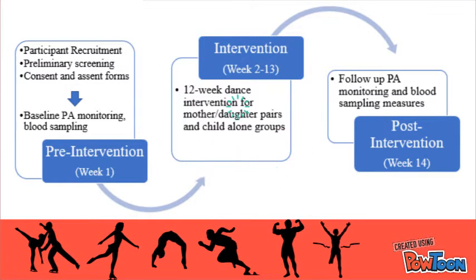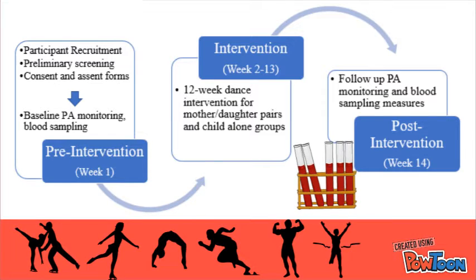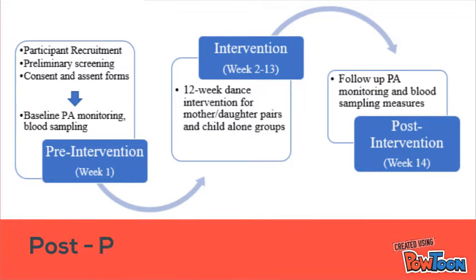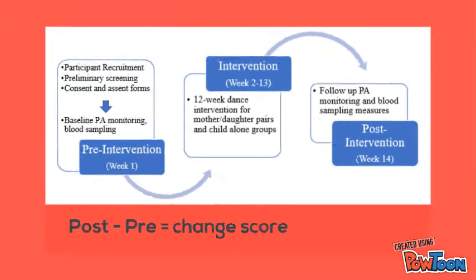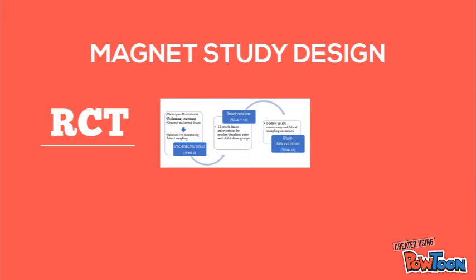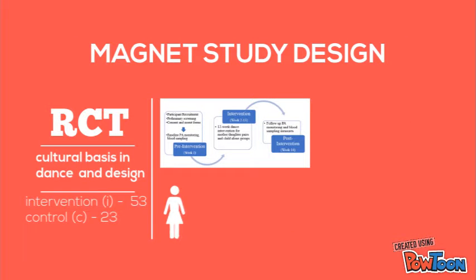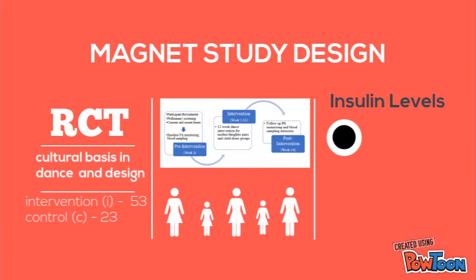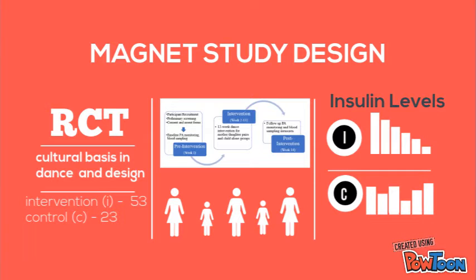Before and after the intervention, blood samples were taken and processed for measurement of fasting insulin levels. Assessing this specific relationship may implicate the role of physical activity on changing insulin levels and future health predictors for African American girls. It will also examine the effectiveness of MAGNET and the appropriateness of its design and dosage.